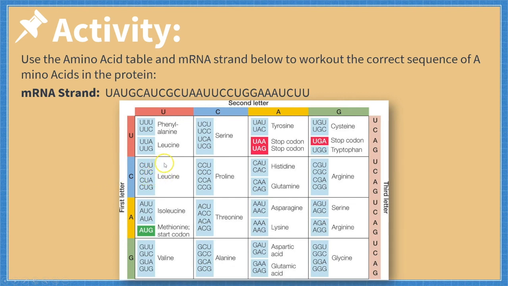So pause the video and write out the rest of the amino acid sequence using that table. So go and do that now.